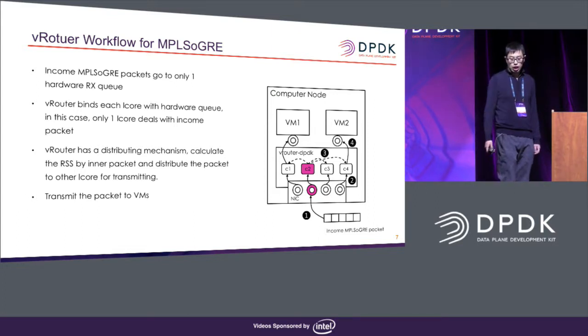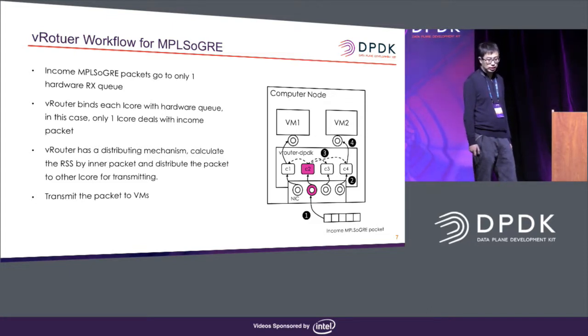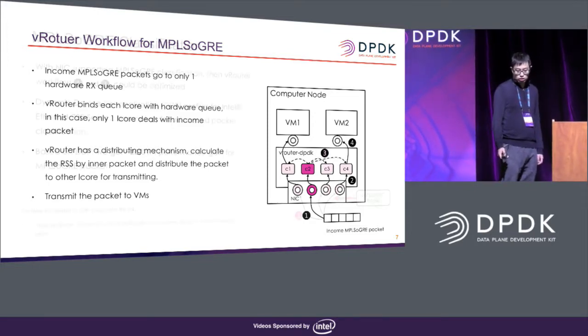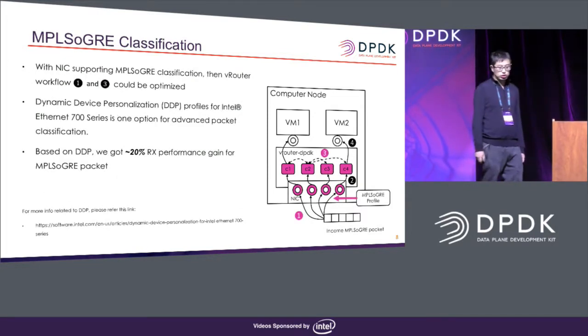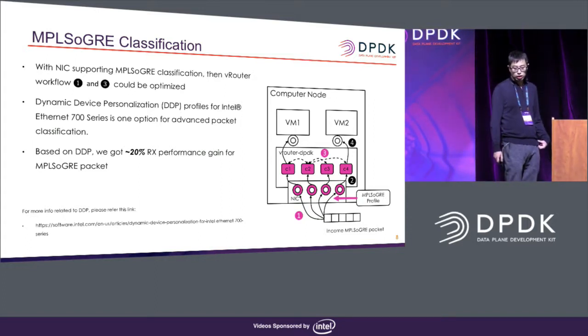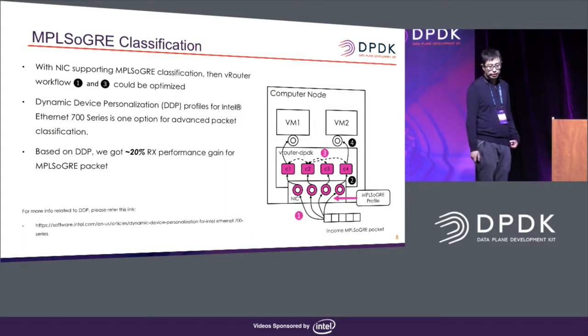If the NIC can't do the hash according to the inner packet header, the packets will only go to one NIC queue, and obviously core 2 will be the bottleneck for the whole system, for all the performance in this Tungsten Fabric. So if we have a NIC that can support MPLS over GRE classification, then step 1 and step 3 will be accelerated in Tungsten Fabric.